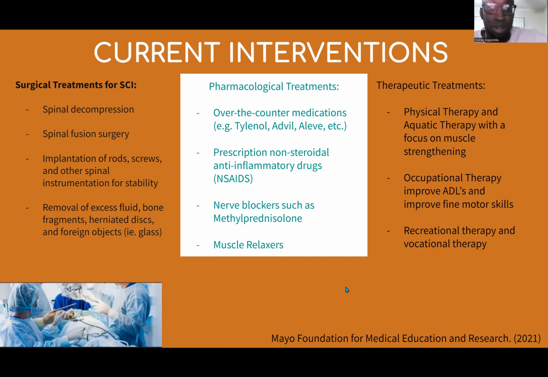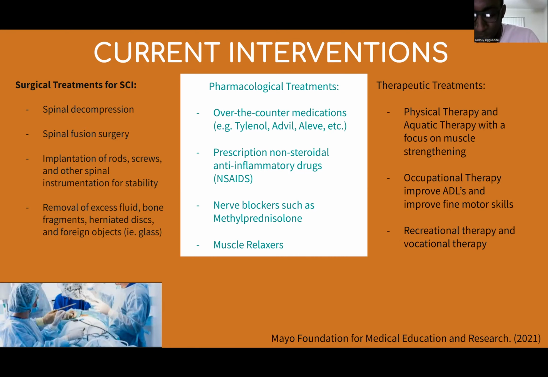And some of the prescriptions are non-steroidal anti-inflammatory drugs and nerve blockers such as methylprednisolone. I'm sorry, guys, it's part of kinesiology. Methylprednisolone is an IV that goes through your arm, but it has more negative effects than beneficial effects.